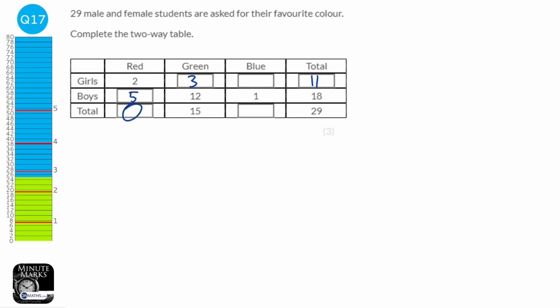Then we can fill out this one, 2 plus 5 is 7. Then we can fill out this one, so 2 plus 3 is 5, then plus another 6 would be 11, and then 6 plus 1 is 7.